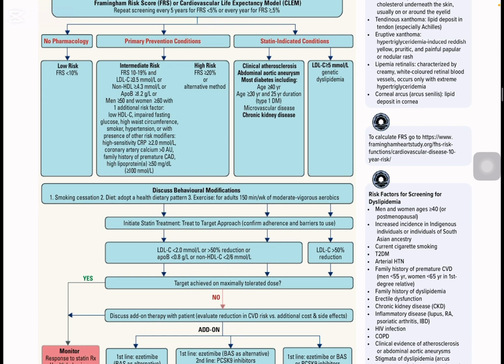Now, discuss more behavioral modifications. What are the things that you're going to tell the patient? Number one is smoking cessation. Number two is diet. Adopt a healthy dietary pattern. Number three is exercise. How much exercise? 150 minutes per week of moderate to vigorous aerobic exercise. So three most important things: one is smoking cessation, two is a healthy dietary pattern, number three is exercise, 150 minutes per week of moderate to vigorous aerobic exercise.